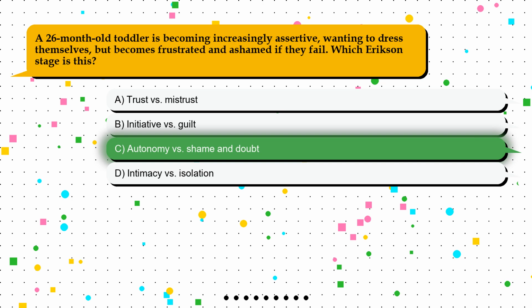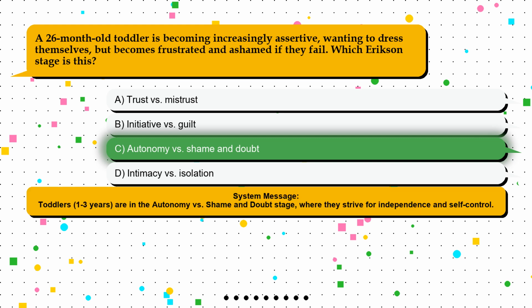The correct answer is option C, autonomy versus shame and doubt. Toddlers, 1 to 3 years, are in the autonomy versus shame and doubt stage, where they strive for independence and self-control.